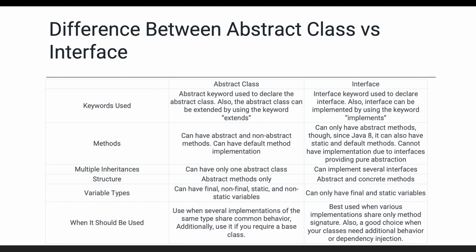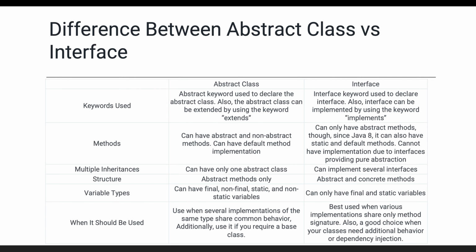Next difference is that using the abstract class we cannot implement multiple inheritance, but using the interface we can implement multiple inheritance. Next difference between abstract class and interface is structure. Abstract class can contain abstract method only, but interface can contain abstract method and concrete method. The concrete method that we have seen is implemented in Java 8 or Java 9.